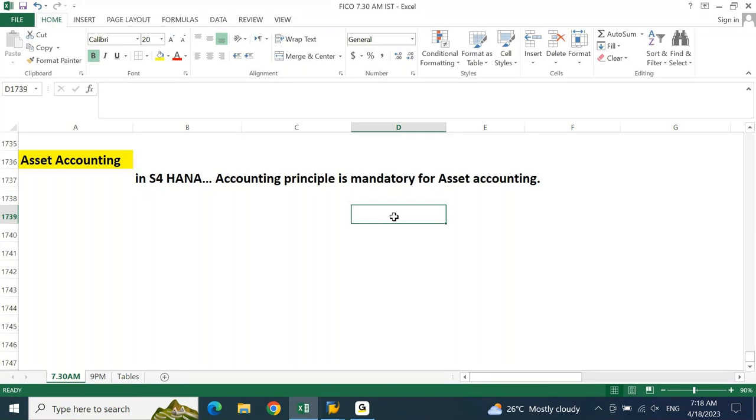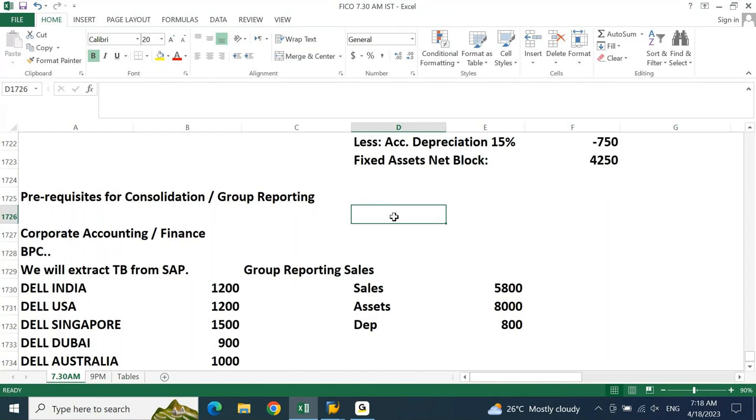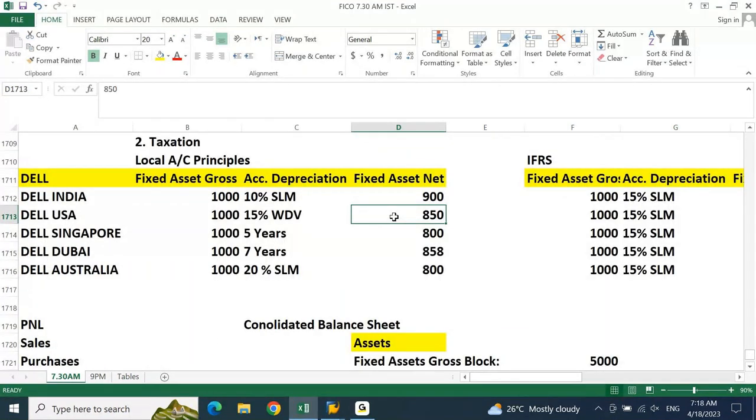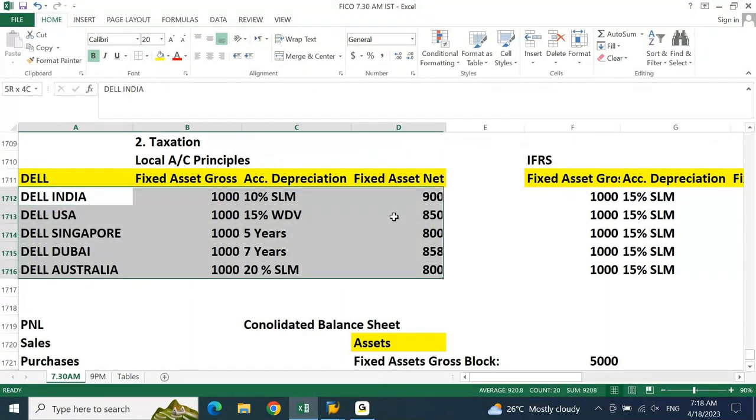In both the ledgers, we are following IFRS. Suppose your daily USA is using IFRS for local reporting. In that case, why do you have to create two ledgers? Like for group reporting, we are following IFRS, and for local reporting also, we are following IFRS. Now, here is where your question is coming from.